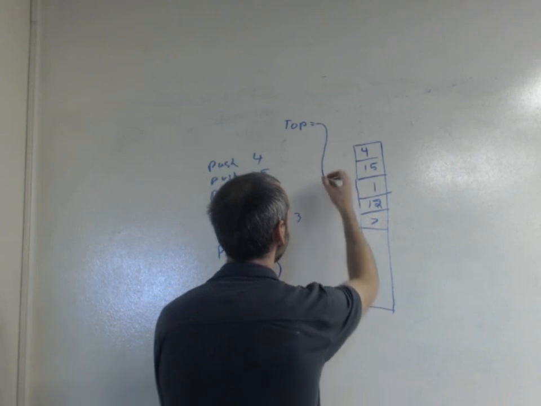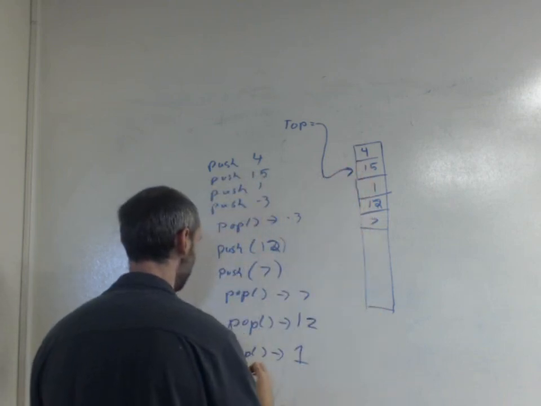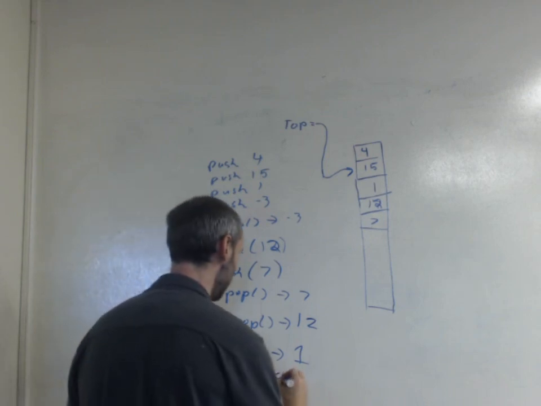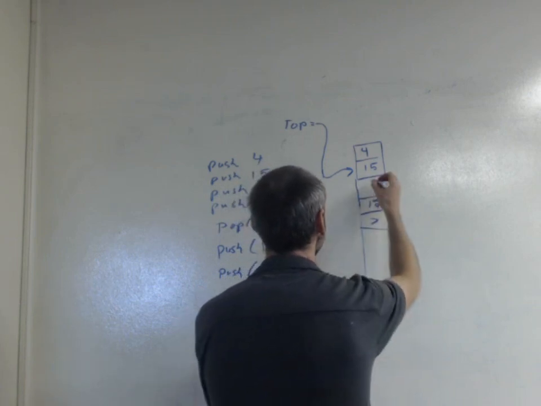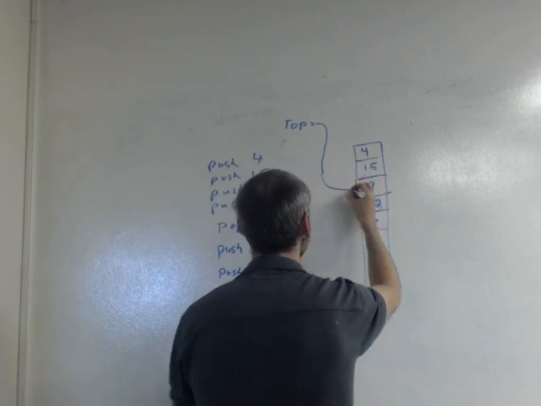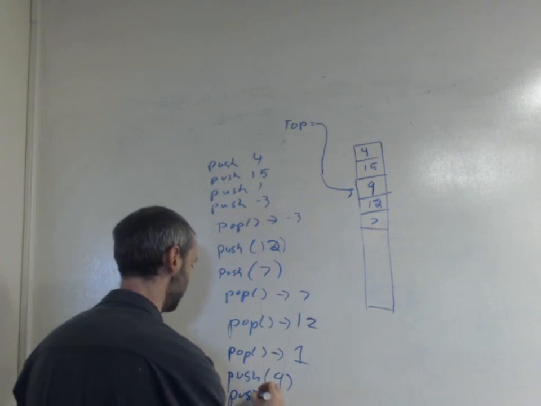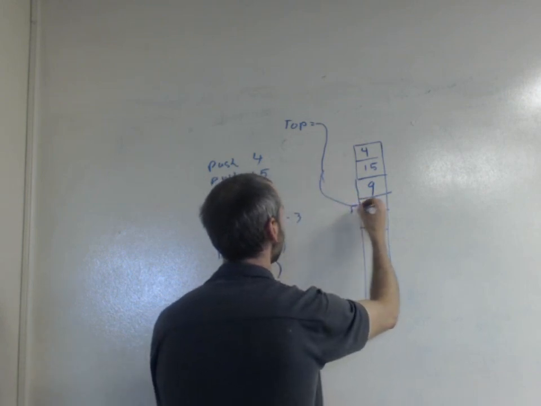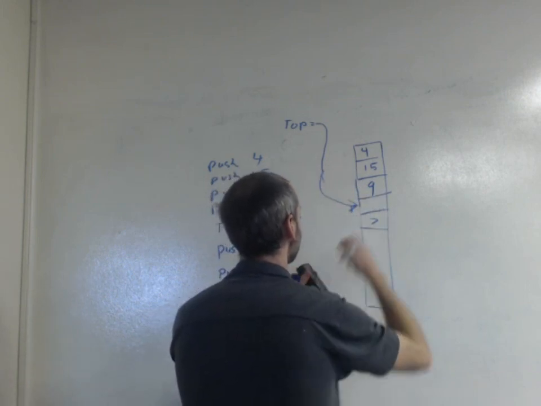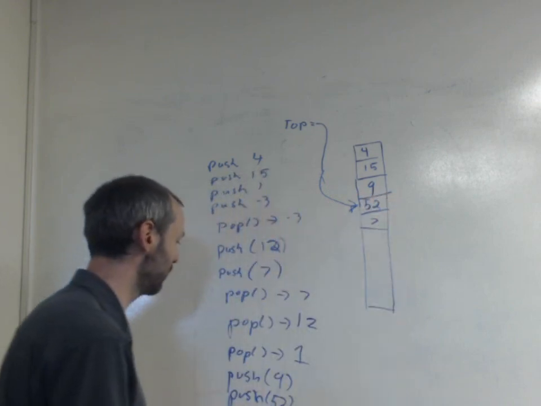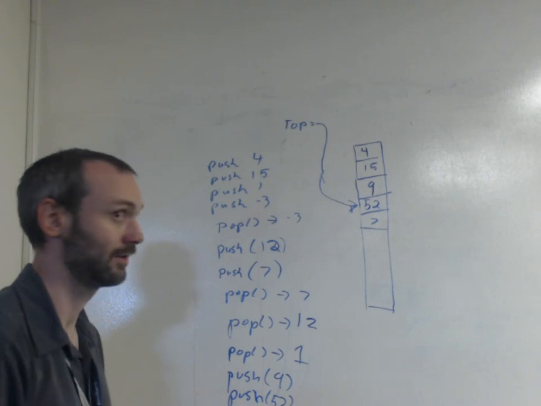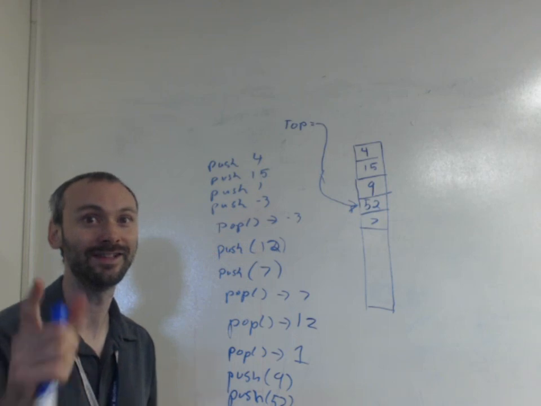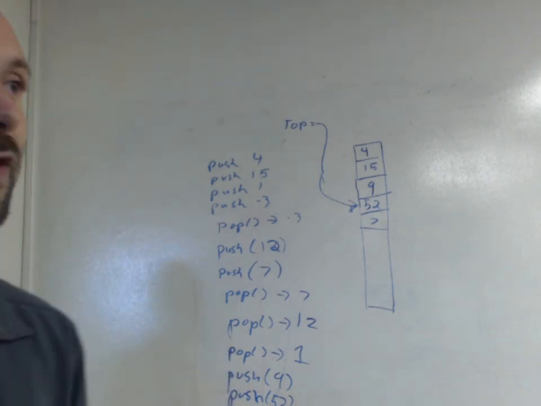1. Now you notice I'm not clearing the numbers. Let's push again. You want to push? 9. We're going to push 9. And then I heard a 52. Okay, and if I were to pop at this point, I'd get 52. And then if I popped again, 9.